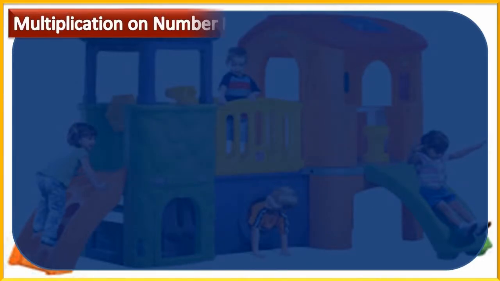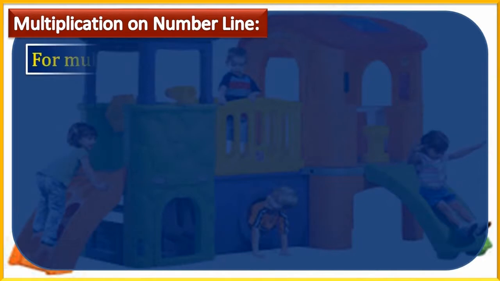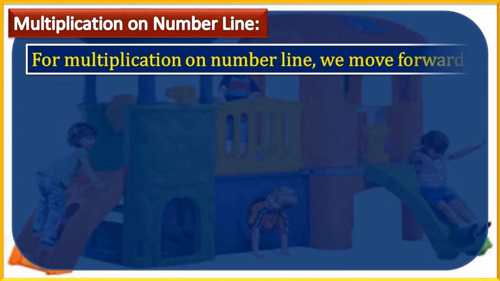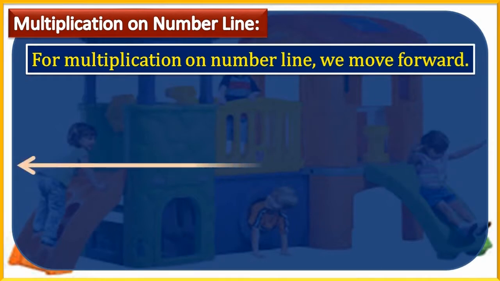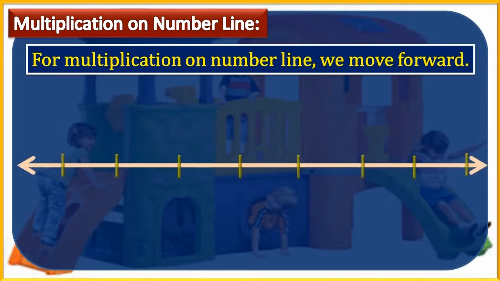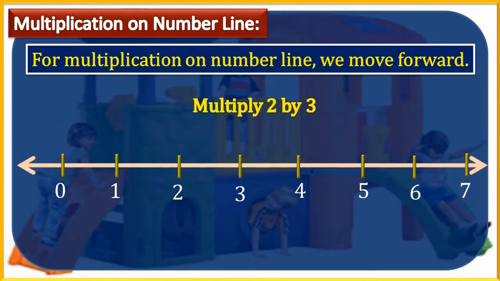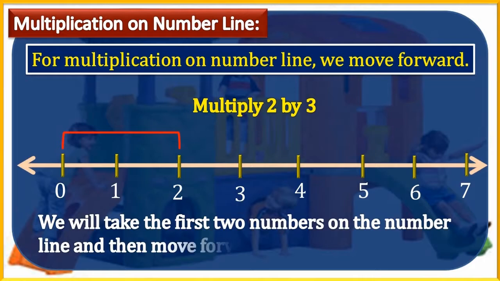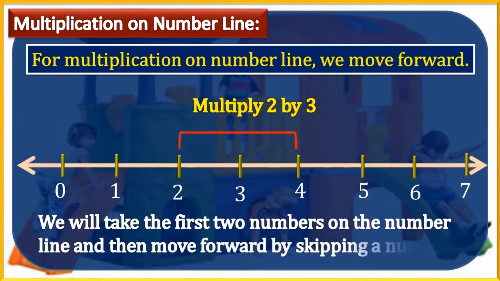Multiplication on number line. For multiplication on the number line, we move forward. Suppose we have this number line, and for multiplying a group of 2 by 3, we will take the first 2 numbers on the number line and then move forward by skipping a number.